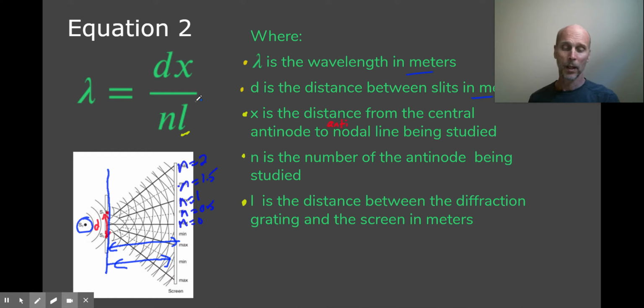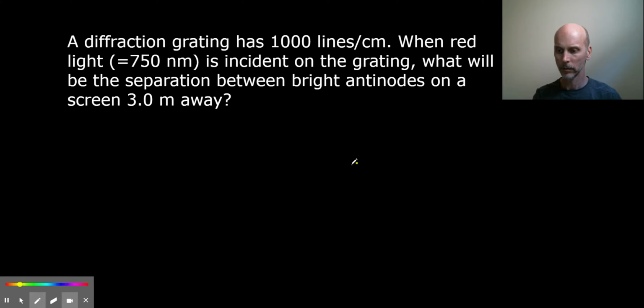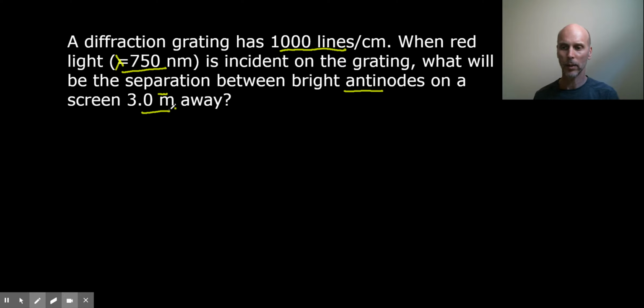So let's take a look at a problem just to kind of get a sense of how this looks. All right, so here's the question. The diffraction grating has 1,000 lines per centimeter. When red light with lambda equal to 750 nanometers is incident on the grating, what will be the separation between the bright antinodes on a screen 3 meters away? So, like I demonstrated here, how far apart would we expect these things to be?